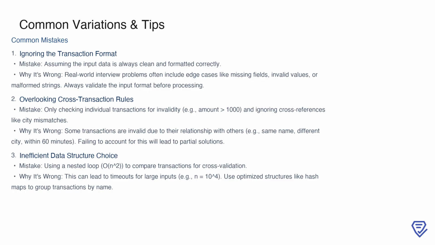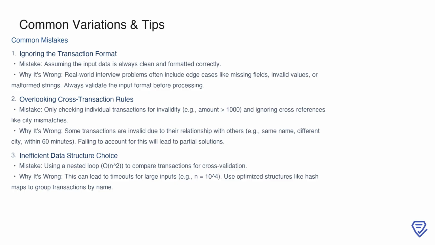Another frequent oversight is focusing only on individual transactions and ignoring how they relate to others. For instance, a transaction might only be invalid because it conflicts with another one in a different city within a 60-minute window, even if it looks fine on its own. Overlooking these cross-transaction rules can lead to incomplete solutions.